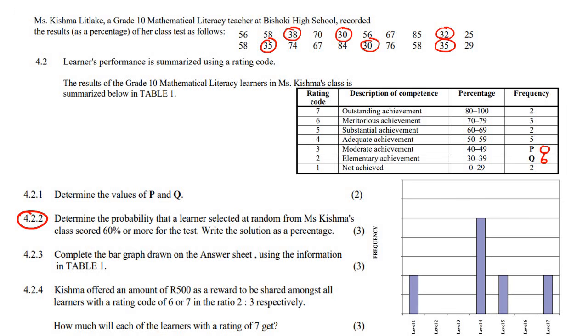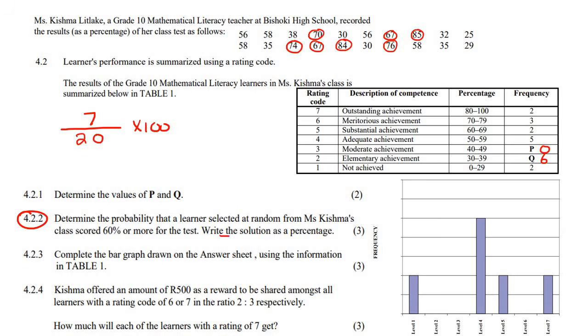This question says, determine the probability that a learner selected at random scores 60% or more for the test. So remember, probability is always out of all of the people, how many scored 60 or more. Let's go find all of those people. That would be this person, this person, this person, this person, this one, this one, this one. So that's 1, 2, 3, 4, 5, 6, 7 people. And then you're going to say times by 100 because they asked us as a percentage. And that'll be 35%.